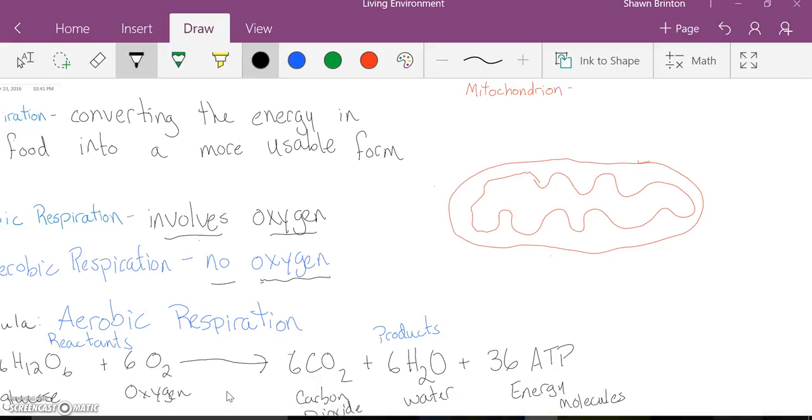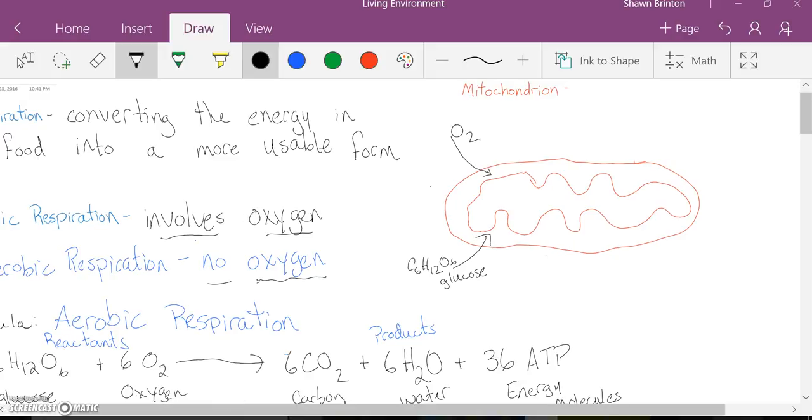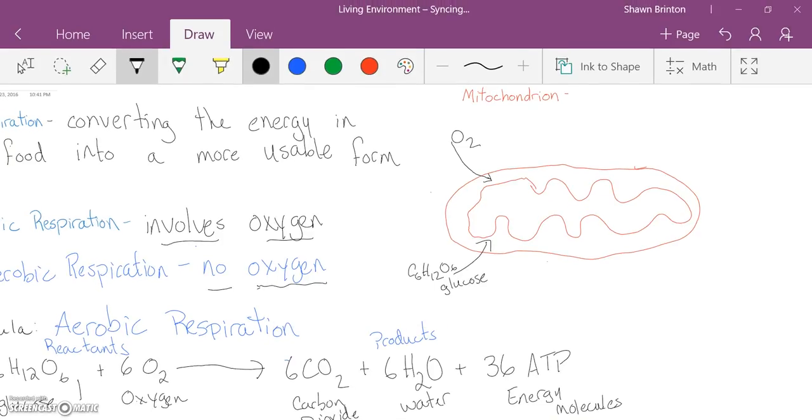Basically we need to know this is aerobic respiration, so of course we're going to have oxygen, that's our O2, enter our mitochondria, and we also need to have our glucose, so that's our C6H12O6, and that's our glucose. Then there are some specialized enzymes in these membranes of the mitochondria, so it's going to start breaking down this glucose here.